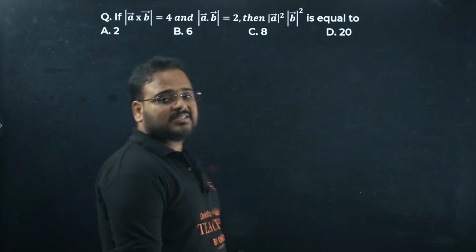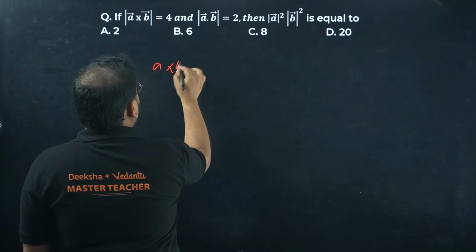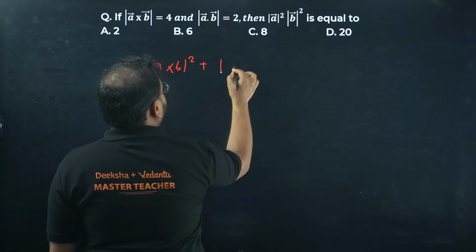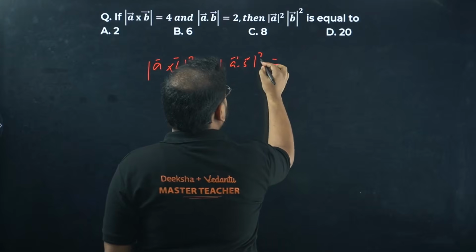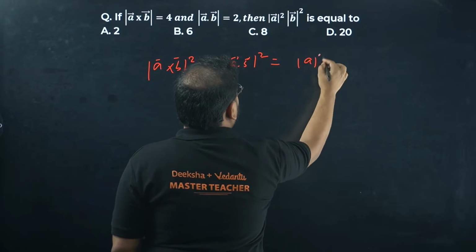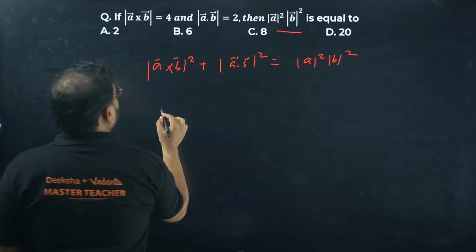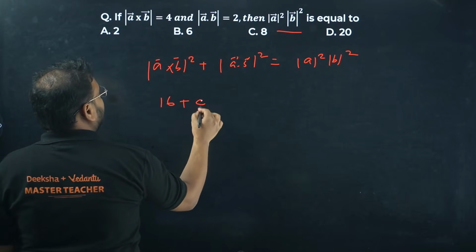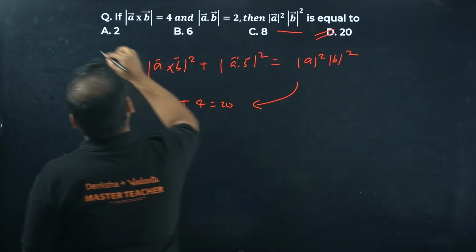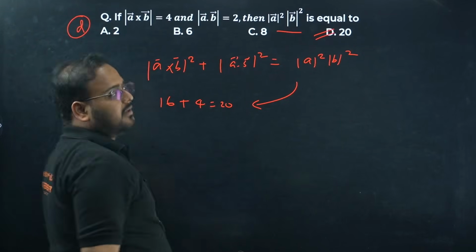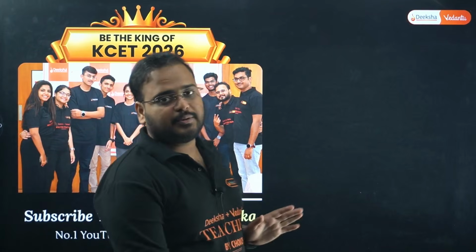Now a question on this property. What is this going to be? Check here. The property was A cross B the whole square plus A dot B the whole square equals what? Mod of A square and mod of B square. We want to find this value, so take the squares, 16 and 4. The answer is 20. So option D is correct. Option D is correct. This completes your class for vector algebra.